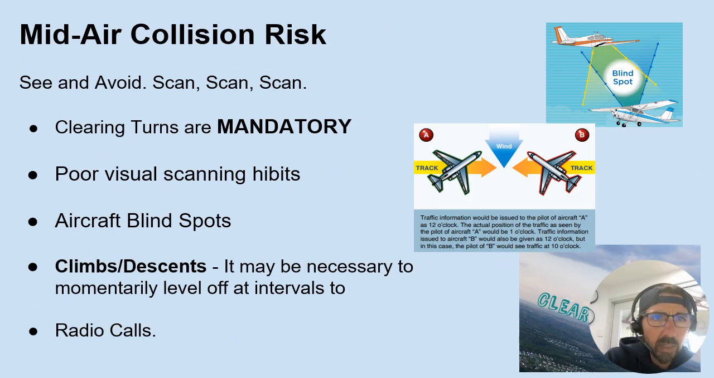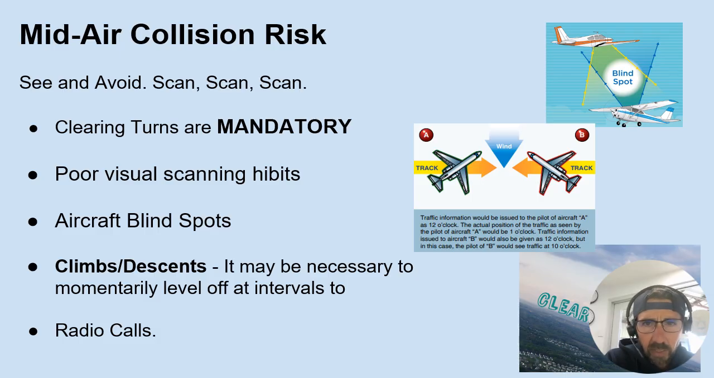Then when we talk about mid-air collision risks, we want to see and avoid scan. We know where all of that traffic areas are. We know where the busy traffic areas are located. And so we want to make sure we're maintaining that good visual separation. Clear turns, make sure that you're doing clearing turns, especially during your exam with your DPE. Make sure that you're doing those clearing turns. Poor visual scanning habits are going to be a concern. So make sure that you're doing that segmented visual scanning process so that you look throughout the entire area. Aircraft blind spots, we know that a high wing or a low wing are going to have blind spots.